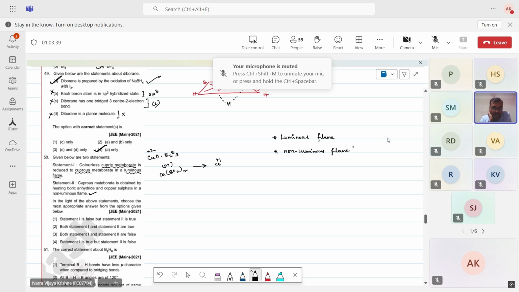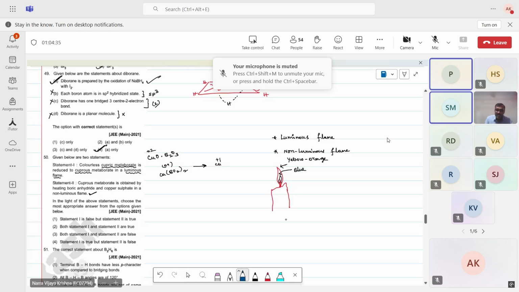You have seen a candle, no? If you see that candle flame, generally what is the color of it? Yellowish, orange, or sometimes red. Mostly it will be yellowish orange, correct? Now, have you observed the color in this region? It is bluish in color, correct? Yes or no?